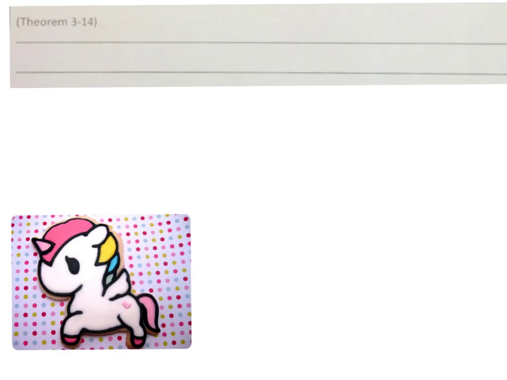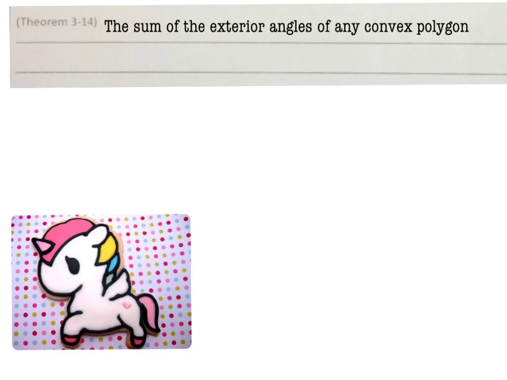Okay, so now we're in the bottom section of your notes. And we're going to start by writing in our Theorem 314, which goes as follows. It says the sum of the exterior angles, so that's the outside angles, of any convex polygon is 360 degrees. So Theorem 314 says the sum of the exterior angles of any convex polygon is 360 degrees. Now you have a little section below here that I would like you to draw a couple pictures of.